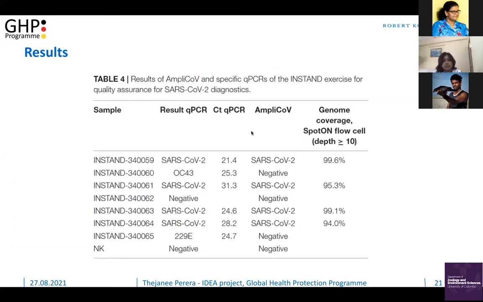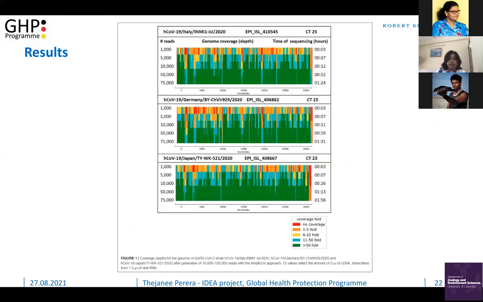These are the samples they received for the external quality assurance purpose from INSTED. As you can see, they have the genome coverage from 94 to 99%. And also they were able to identify the sequences accurately using the AmpliCov assay. This is again the 3 different strains received from Italy, Germany, and Japan. You can see that the number of reads increase over time up to 75,000 reads within 1.5 hours.